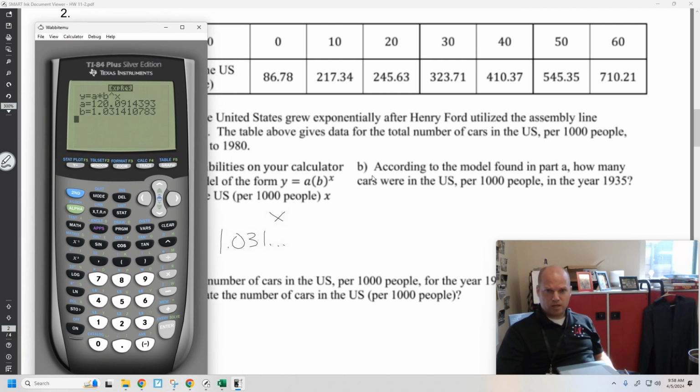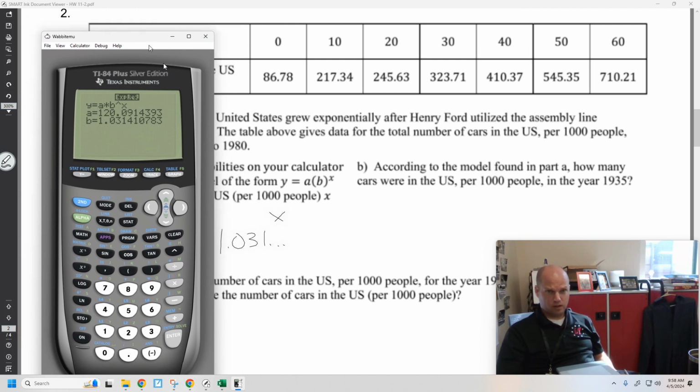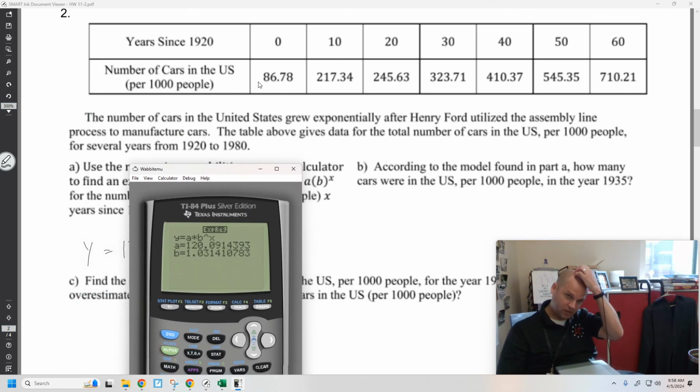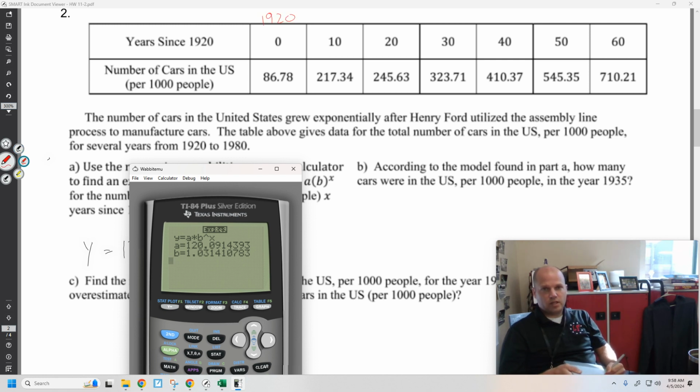According to the model, how many cars were found in the year 1935? I gotta think about this. This is several years from 1920. So this is 1920. This is 1930. 1935 would be at 15. Okay. So don't go to 35.